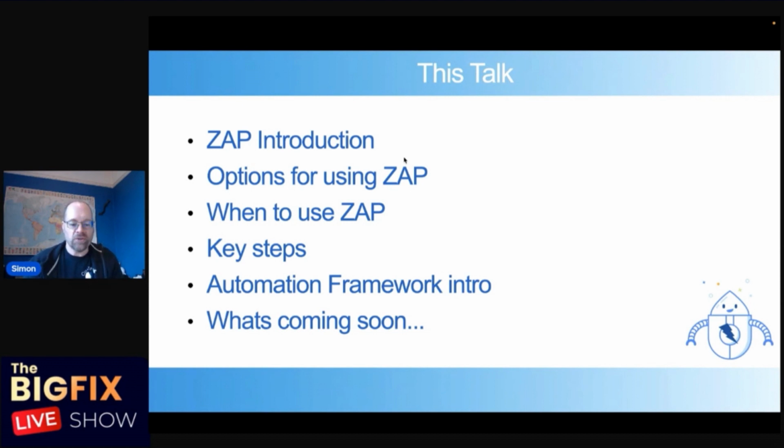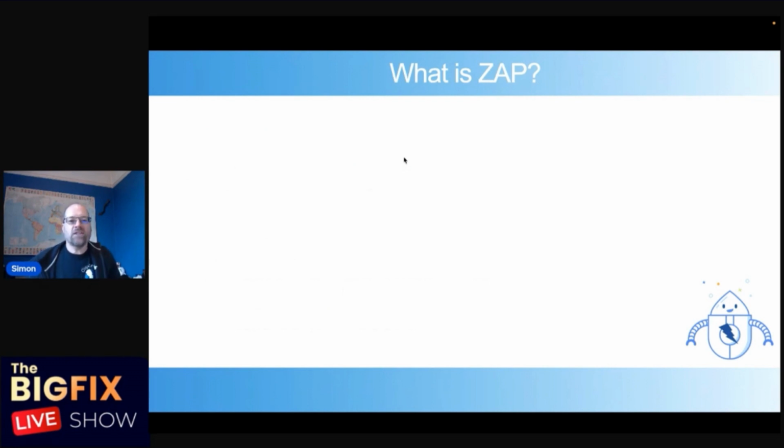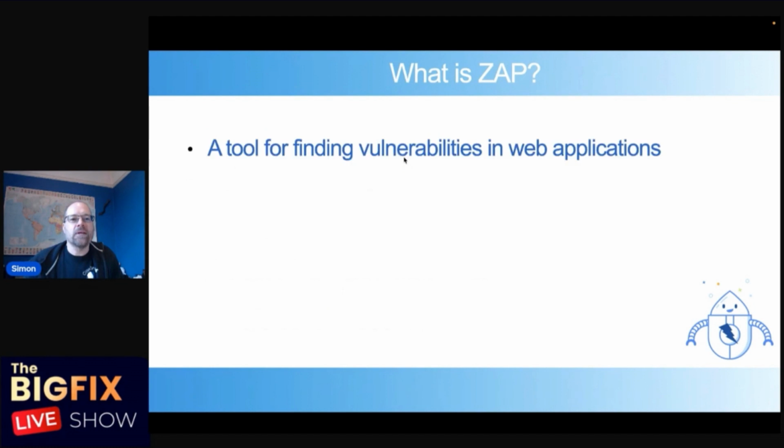Now, this is not just going to be me talking to the camera and displaying some slides. I'm going to be demoing ZAP as well, because if you're talking about a tool, it's always good to show the tool. So I'm going to start off with a nice, simple question, a useful one. What is ZAP? ZAP is a tool for finding vulnerabilities in web applications.